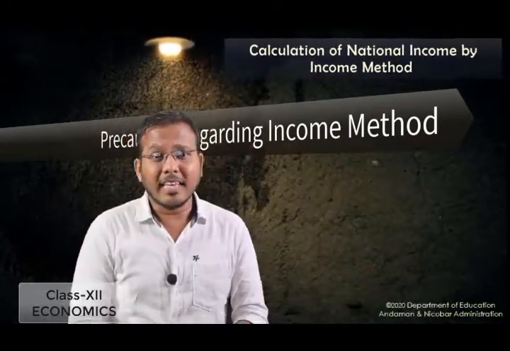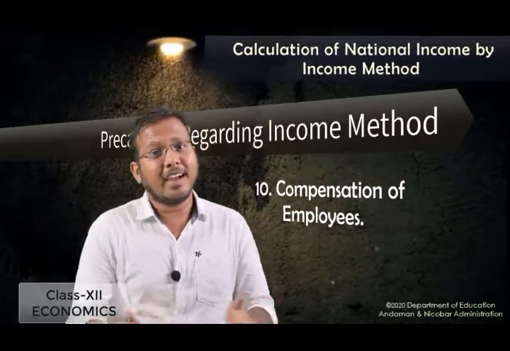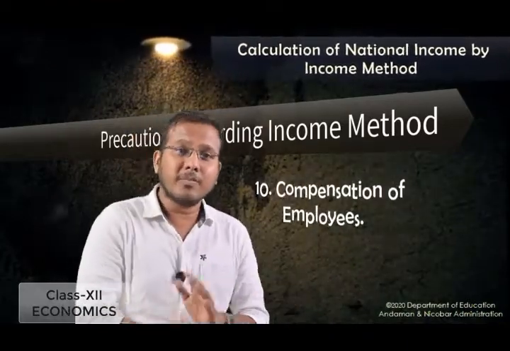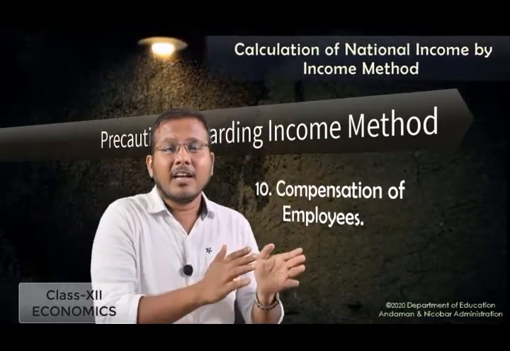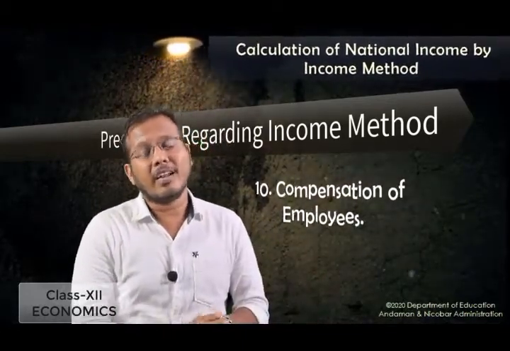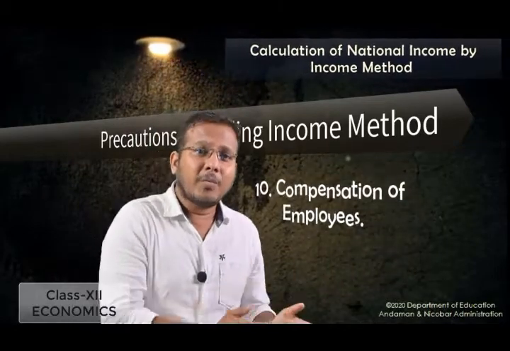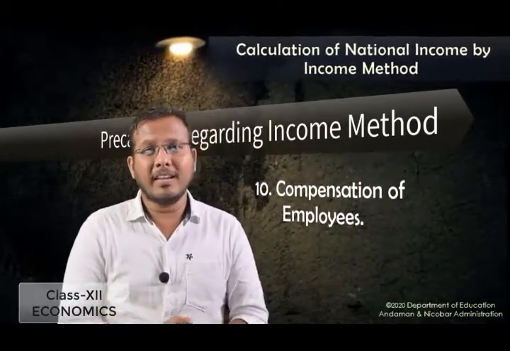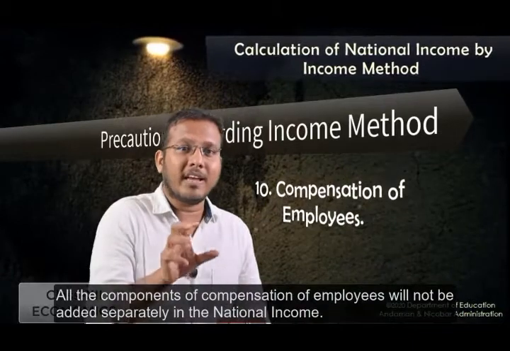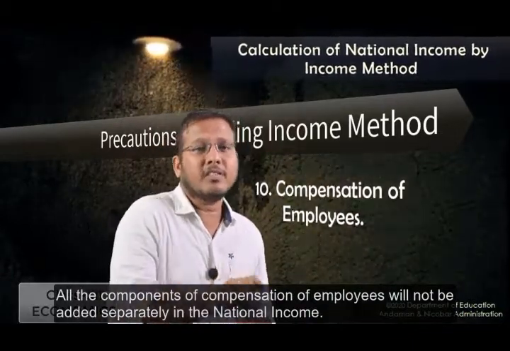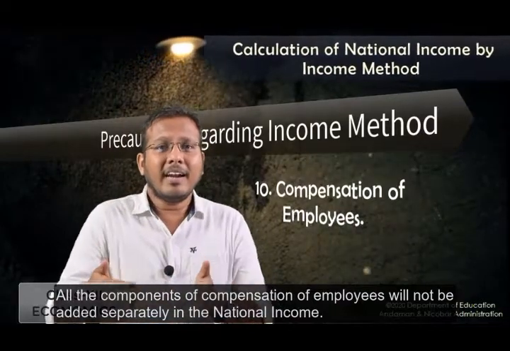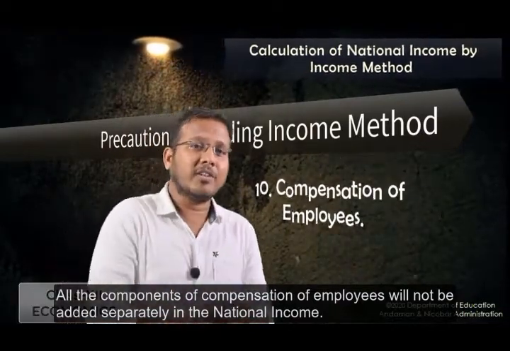And at last, the wages and salaries in cash and kind, as well as the social security contributions made by the employer on behalf of the employee, and the pensions on retirement, these components will not be added separately because all these components are combined in the compensation of employees. Once we add the compensation of employees, we will not add these components separately in the calculation of national income.